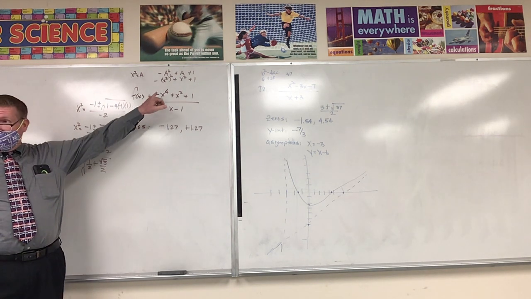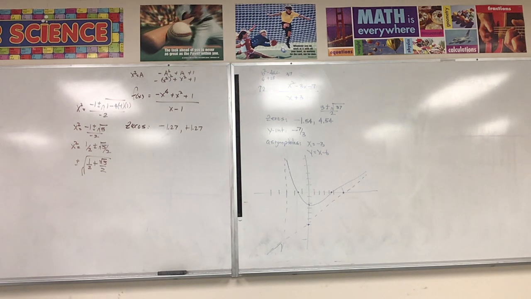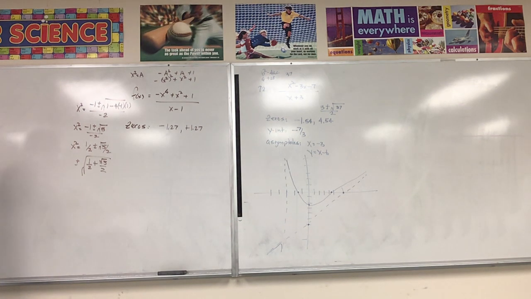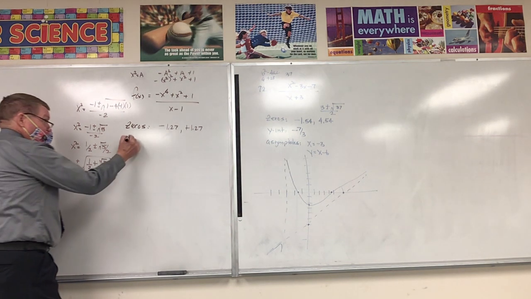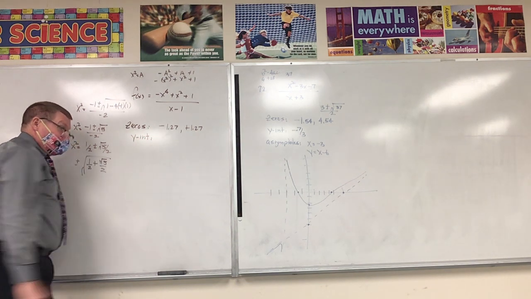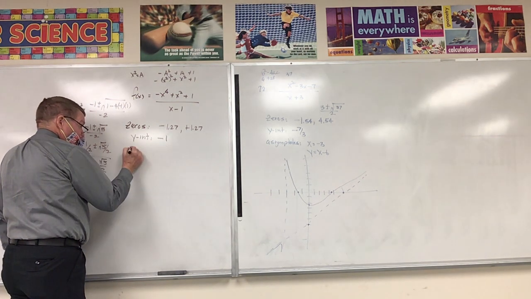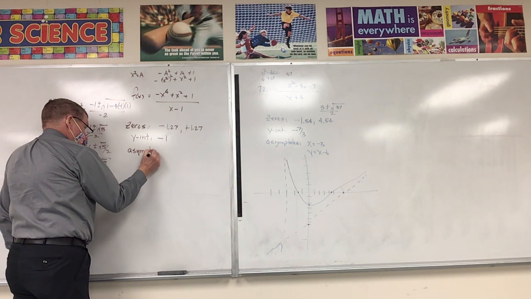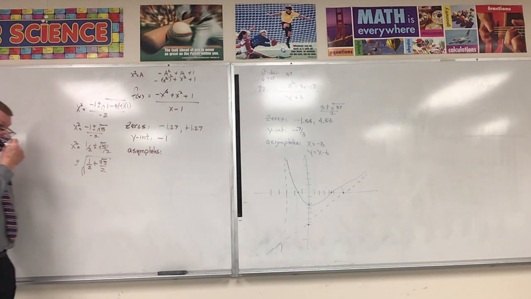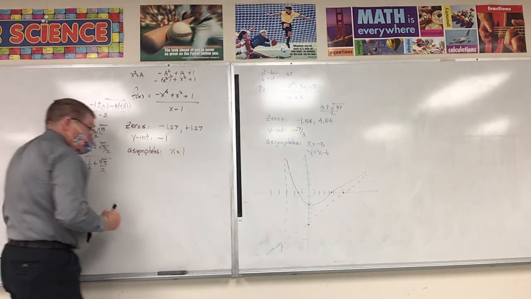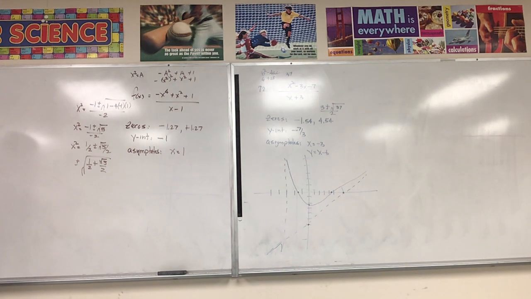Anybody do that by the graphing method? You find my zeros? Yeah, I got negative 1.27. Alright, by graphing? Alright, so what we did is correct. So there are my zeros. Y-intercept, negative 1. Asymptotes. X equals 1. Horizontal asymptote? You don't have one.